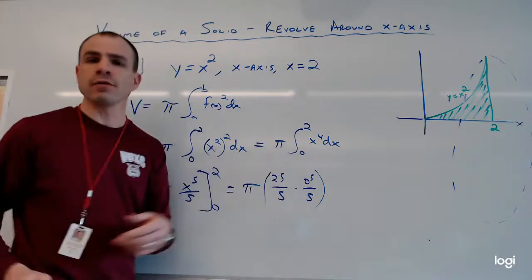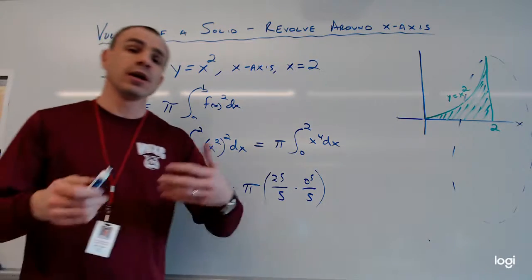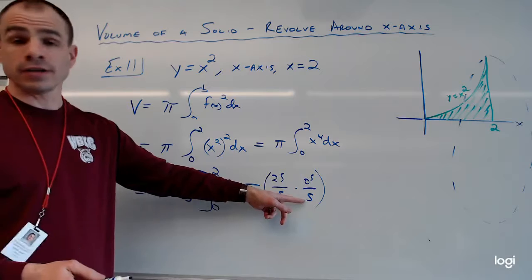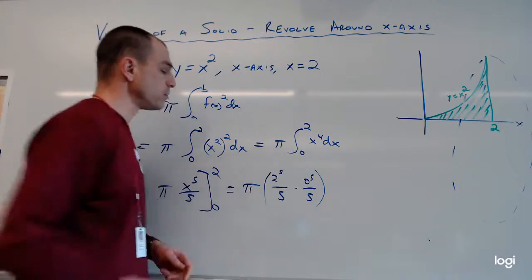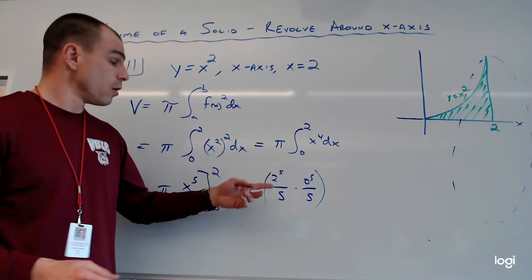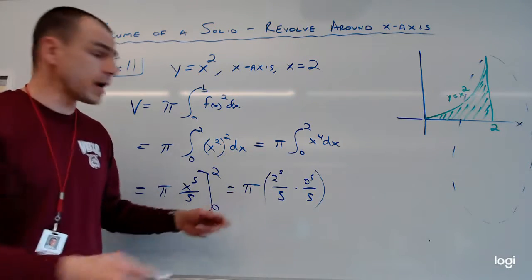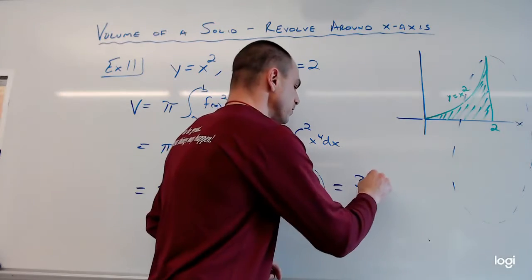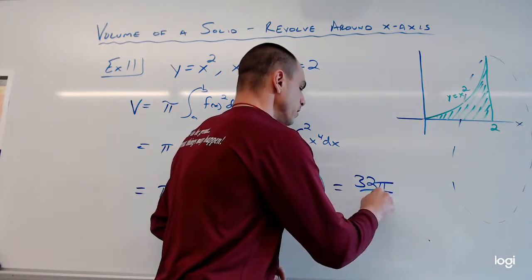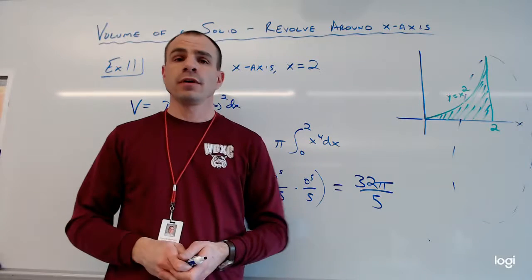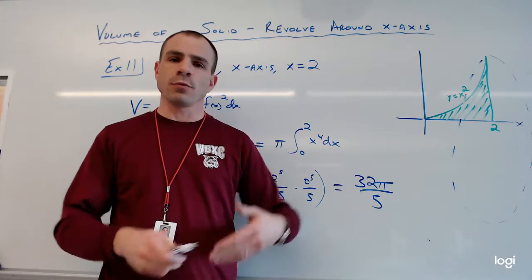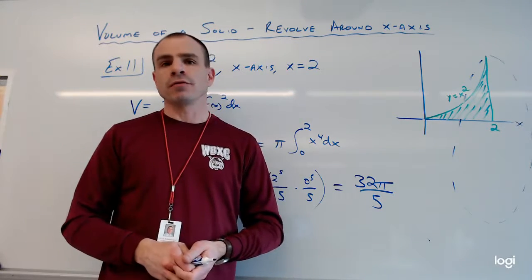0 is our great friend when we're finding our definite integrals. Quite often it produces a 0, as it does here. We have 2 to the 5th, or 32 over 5, and then we also have pi. So we're looking at a final answer of 32 pi over 5 as the volume of that solid which is formed when that region is revolved around the x-axis.